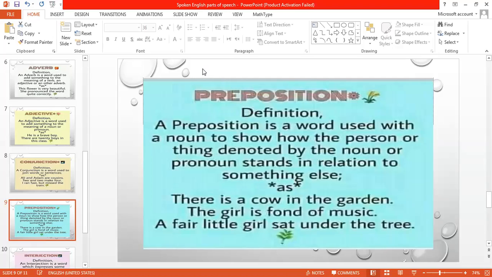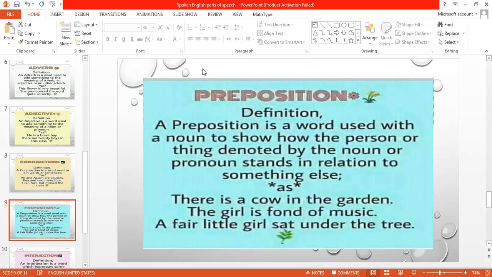The next part of speech is preposition. Prepositions are the words that are used with a noun to show how a person or a thing has a relationship, and how this thing is standing in relation to the other thing. These are words that are used to make the meaning of a particular word or phrase more clear. For example, there is a cow in the garden. So where is the cow?